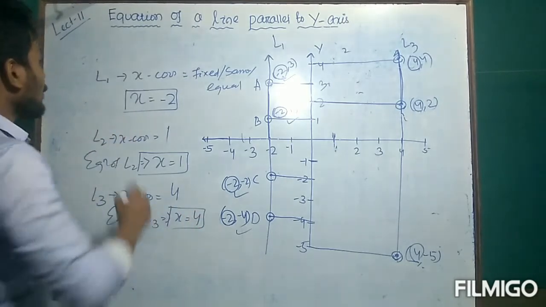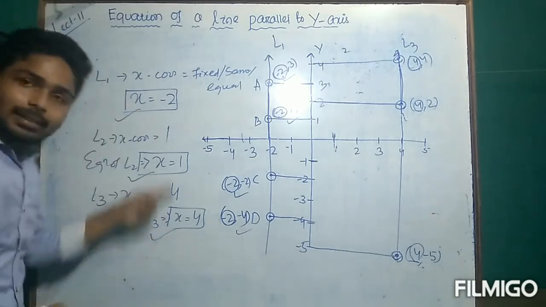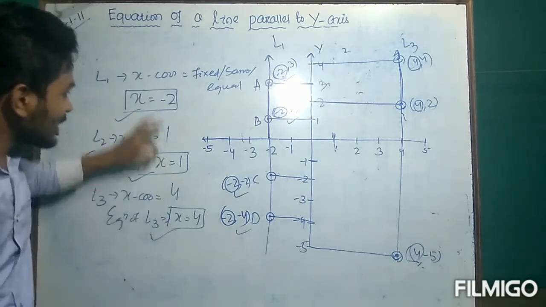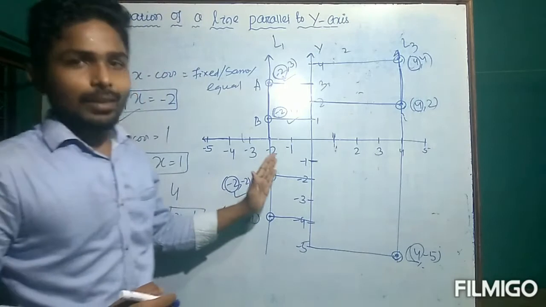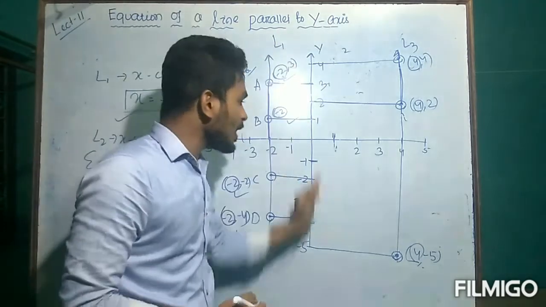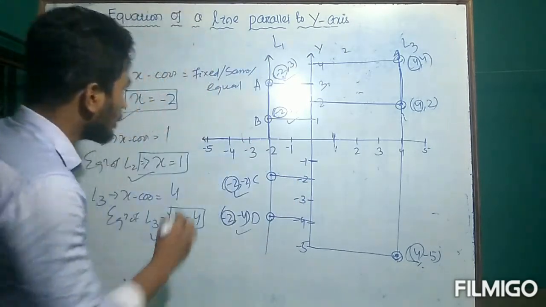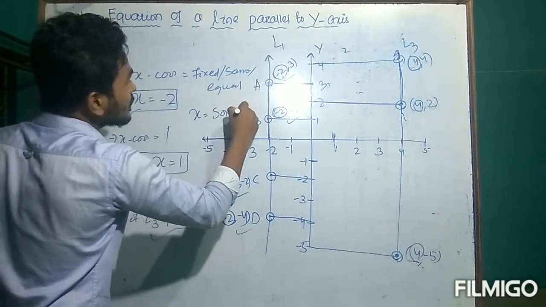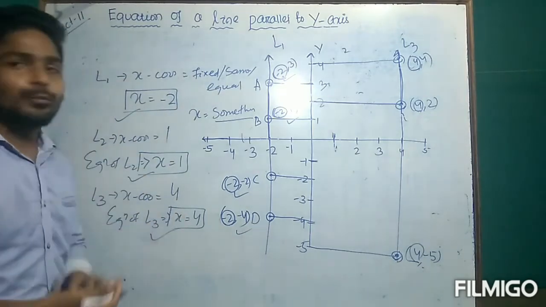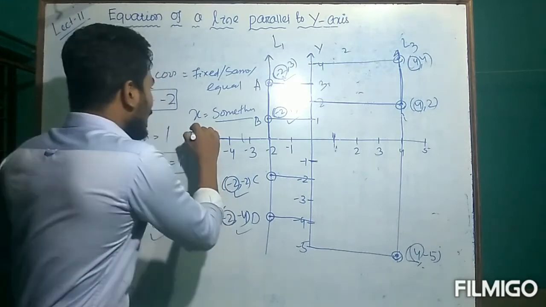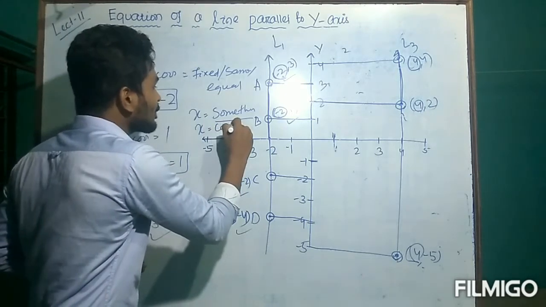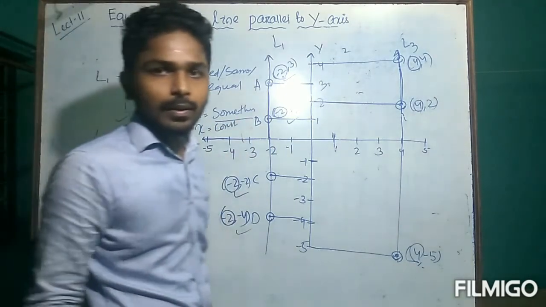Understood? Now from all these 3 lines you get 3 equations. Now compare these 3 equations. If we compare them, we get that any line which is parallel to the y axis can be written in the form x equals something, and in the place of something you can put -2, you can put 1, you can put 4, anything. So generally the equation of a line which is parallel to the y axis is x equals constant, because -2, 1, 4 are constants, right?